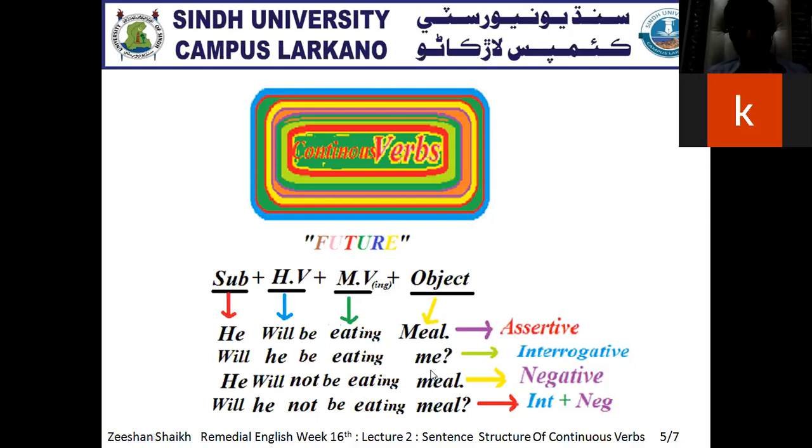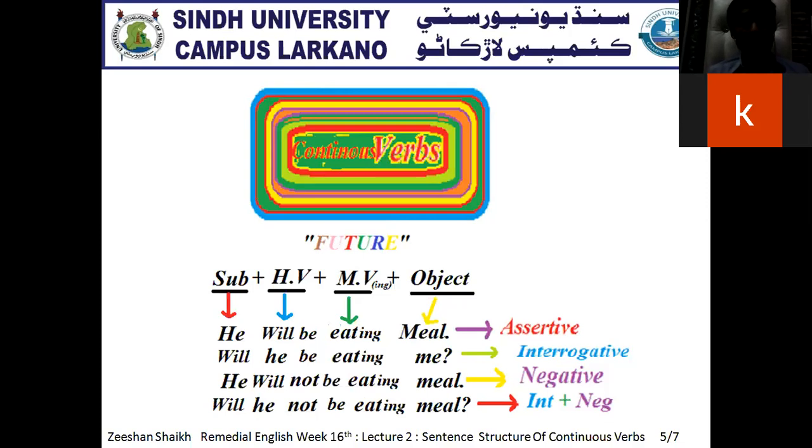Once again, I made a mistake and mistakenly wrote me, but the actual word is meal. So, will he be eating meal? This becomes a right pattern of writing the right sentence. And the third one, that is your negative sentence. Whenever we write the negative sentence, we have to give the not word in between the will and be.